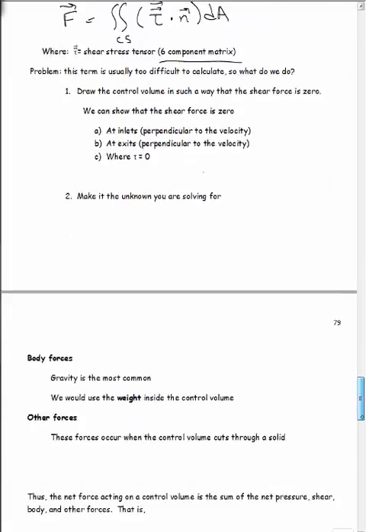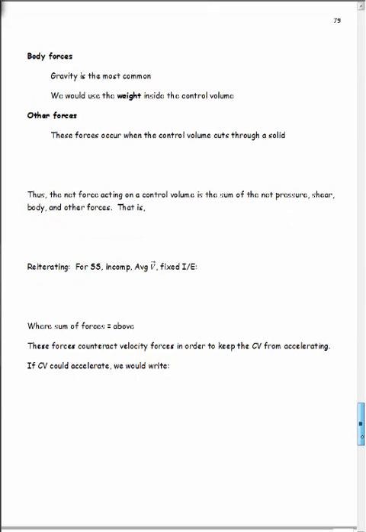All right. Next we have body forces, and body force is just the weight: gamma V for the fluid that's inside your control volume, plus any solids that are inside there as well. So the weight, and that'll give you your body forces. Other forces then, that's the last one, and that's where our control volume cuts through a solid.